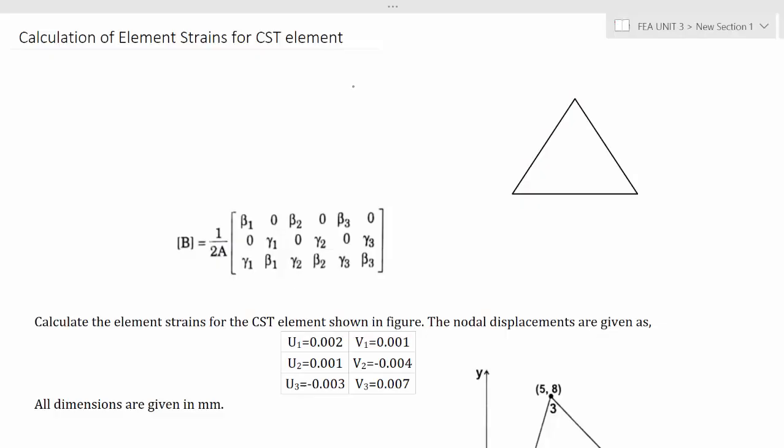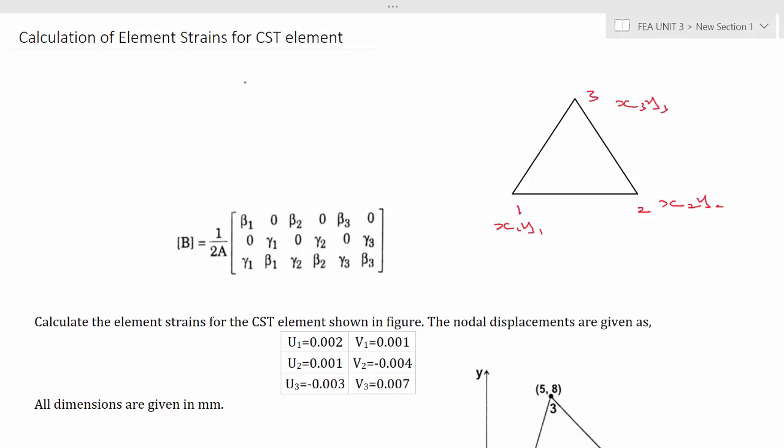In the previous lecture, we have calculated the deflection of a CST element. In this lecture, we are going to solve a problem on calculation of element strain for CST element. So here I have considered a CST element. The numbering is 1, 2, 3 and the coordinates are x1, y1, x2, y2 and x3, y3.